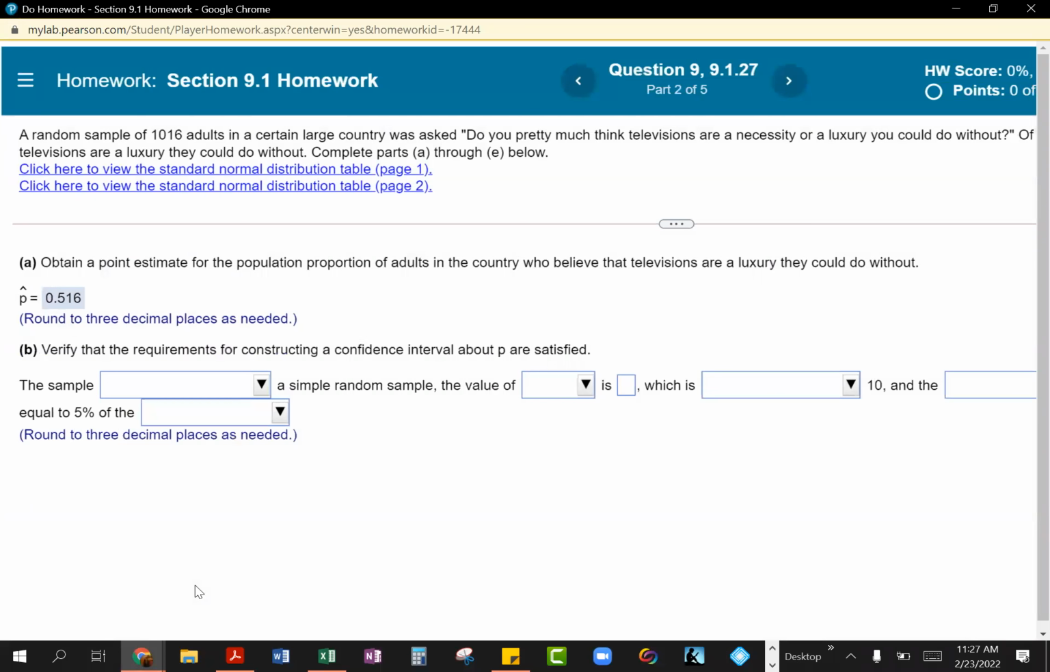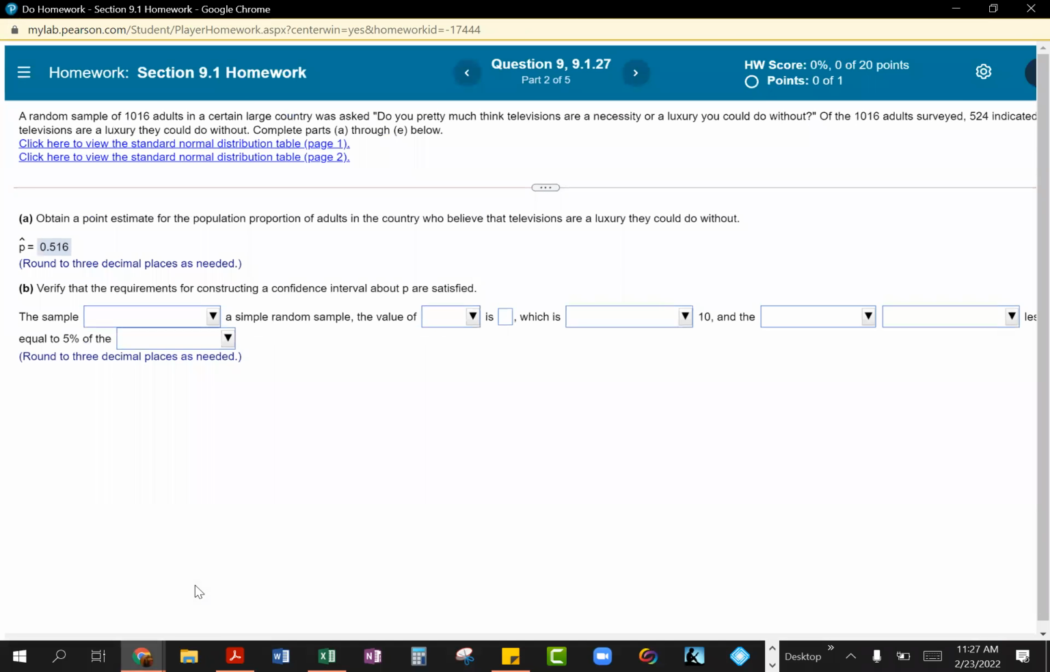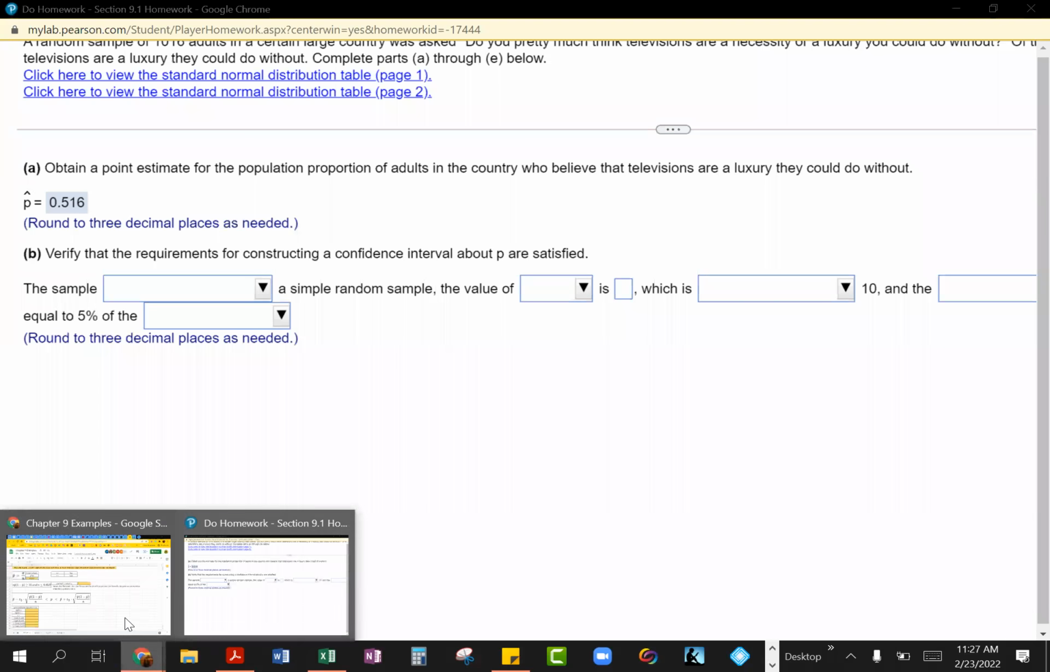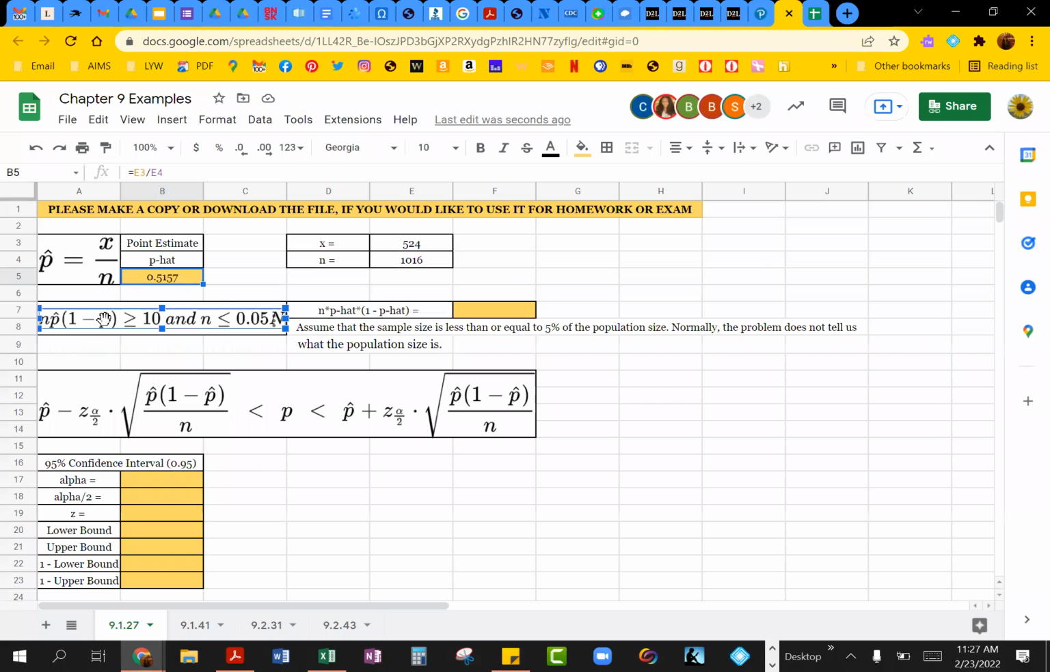So now this is where we have to check and see if we can do a confidence interval or not. You can see this is saying verify that the requirements for constructing a confidence interval about p are satisfied. So this is where that checking comes into place. The first thing we have to see is, when we multiply n times p hat times 1 minus p hat, is that number going to be greater than 10? And that's what we're doing over here in this little box.